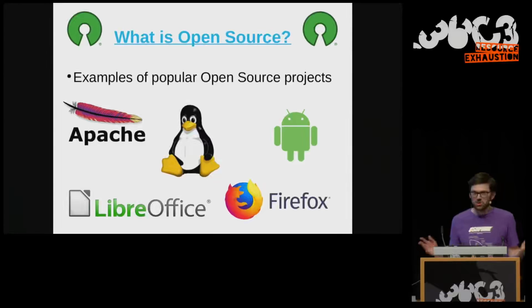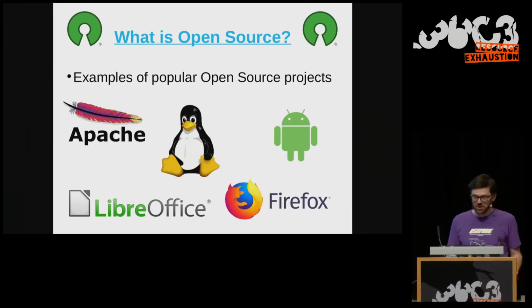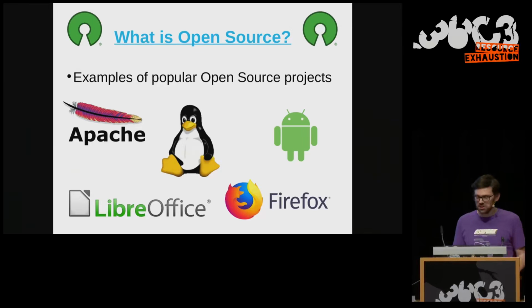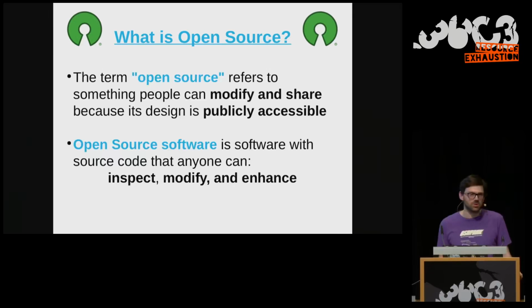I'll skip past my introduction. It's Congress, so probably most people are familiar with open source. So before I jump into what open source hardware is, I just wanted to frame it in the context, if people aren't familiar with what open source is. Examples are Linux. Apparently everyone's running Linux in this room, which is great. Underneath Android, there's Linux as well. LibreOffice, which I use to make this presentation, is also open source. Firefox, the web browser, is open source. So we're probably all very familiar with open source software. And open source refers to something that you can modify and share because the design is publicly accessible. So with software, we're talking about that you can inspect and modify and enhance the source code.